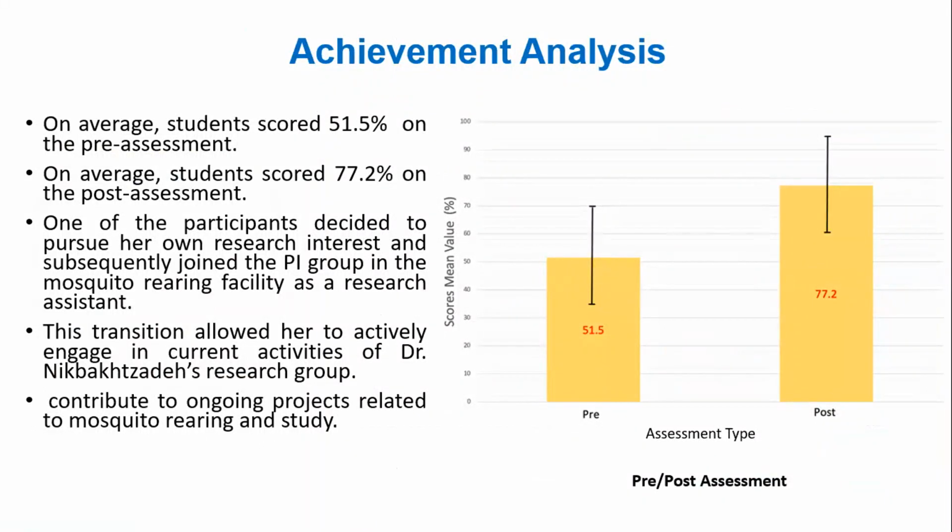Analysis. On average, the students scored about 51.5% on the pre-assessment. Again, we wanted to have a broad idea of their knowledge. And the post-assessment showed an increase, to 77.2%, which testifies to the impact the training had on them, right? One of the participants even decided to pursue her own research interest. She talked to the PI, and she was able to start her own research.